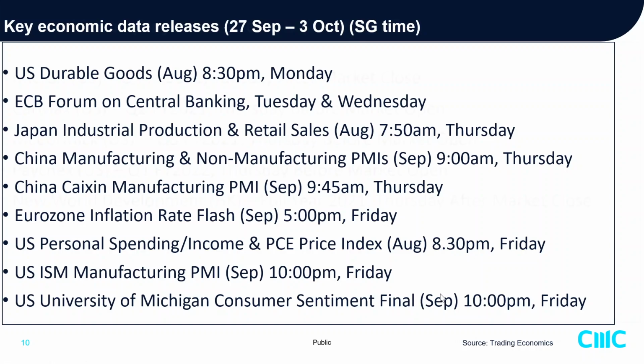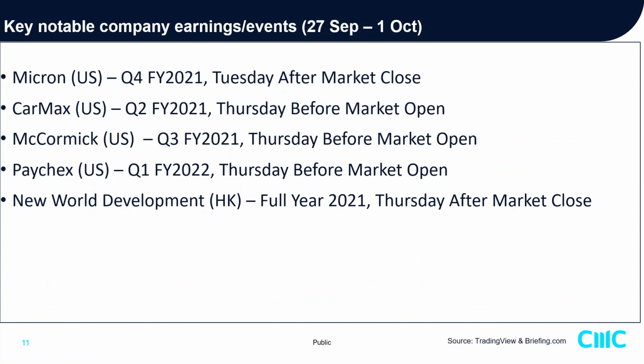on Friday. All right. Next will be the key company earnings events for this week. One of the major semiconductor companies will be Micron. It will release its Q4 financial year 2021 earnings on Tuesday after the market close. Then you have CarMax on Thursday before the market open. All these are US. McCormick is US as well, Thursday before the market open. Then Paychex is one of these US payroll HR service providers, Thursday before the market open, for Q1 FY2022.